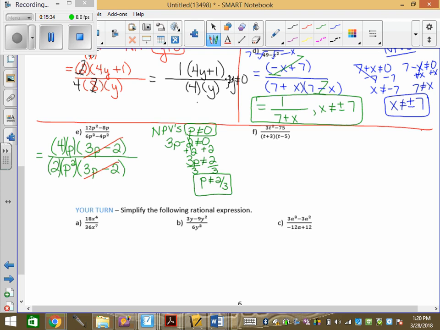And then I have a p squared and a p. This one p takes off one of these p's. And then 4 and 2, I can take a 2 out of. So 2 divided by 2 is 1. 4 divided by 2 is 2. So on the top, I'm left with 2. And on the bottom, I'm left with p. And then p cannot equal 0 or 2/3.